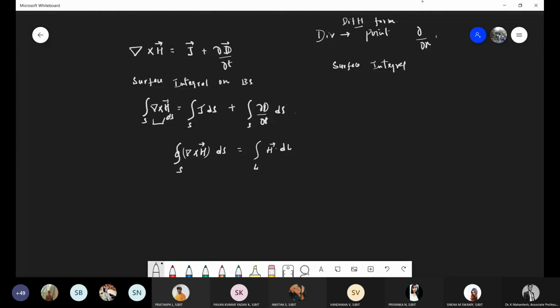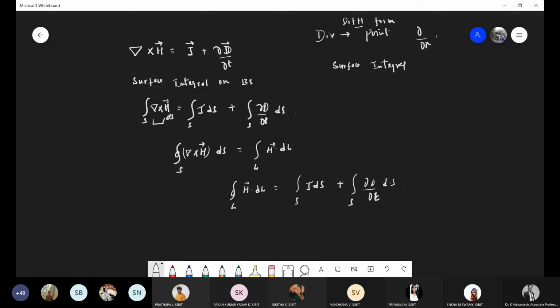So I'll replace the left hand side of the above equation by closed line integral of H dl is equal to surface integral J ds plus surface integral dou D by dou t into ds. Be careful with this: dou D by dou t into ds.